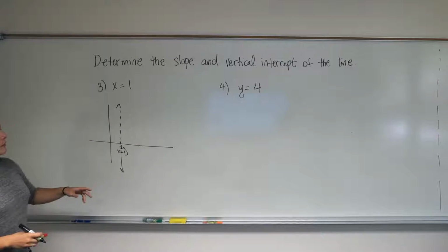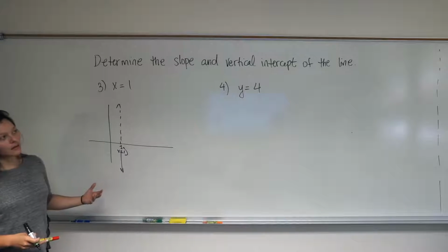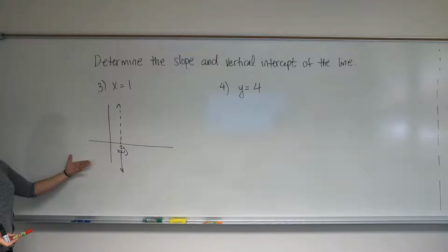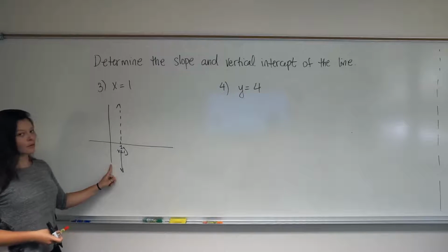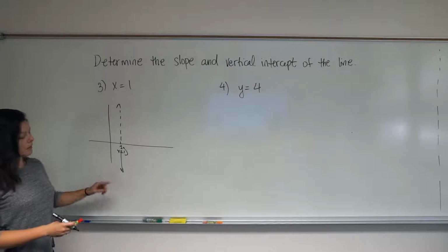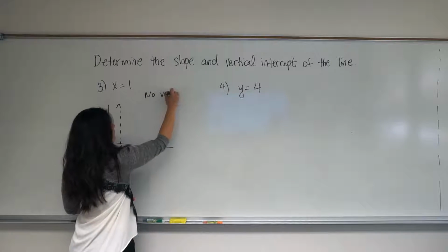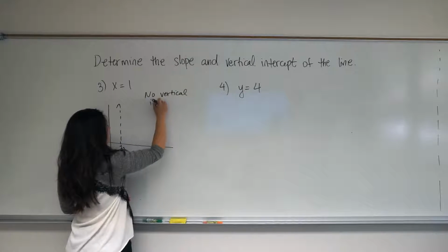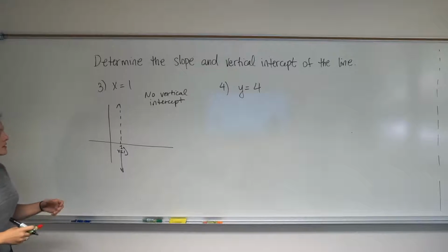Okay, so first of all, if you look at this vertical line, where is the vertical intercept? You should notice that it doesn't ever cross this vertical axis, so there is no vertical intercept. All right, so let me just write that here on the board. And now what about the slope?